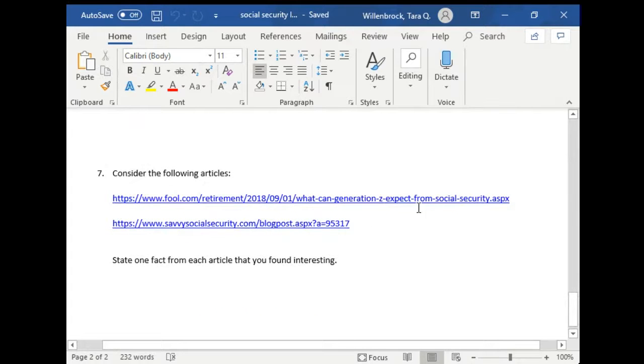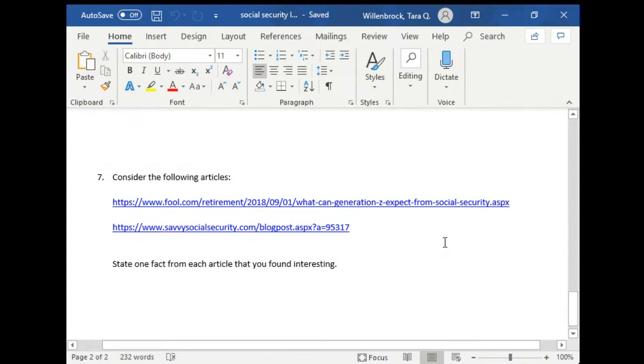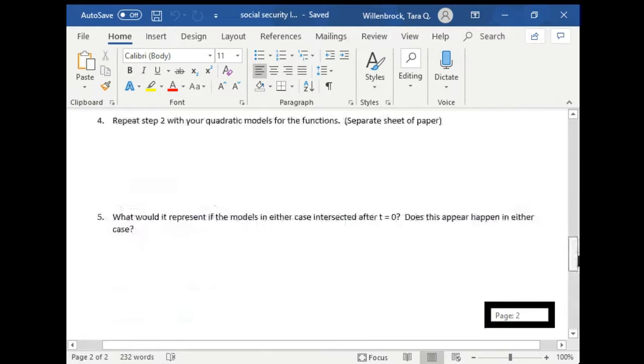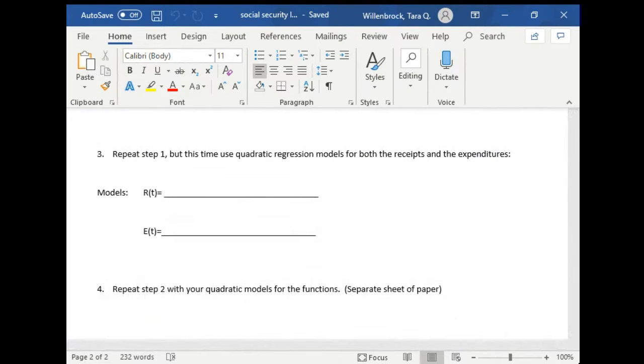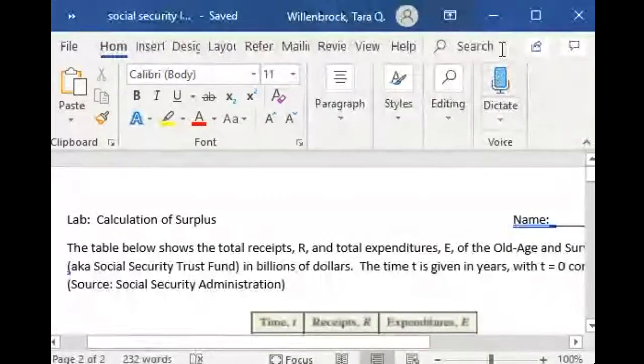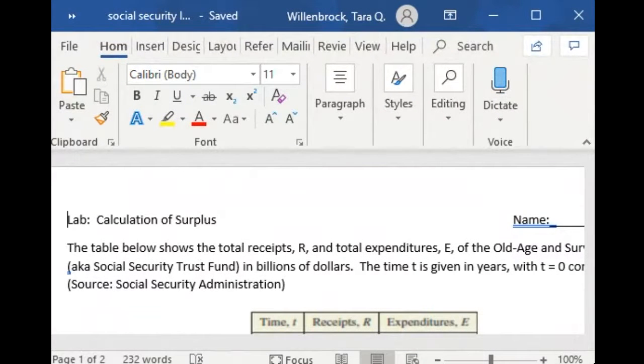And then I want you to read 2 short articles about Social Security and list one fact from each article that you found interesting. So no wrong answers on number 7, because what did you think was interesting that it was in there? As long as you read the article and are talking about something that's in there, you can't possibly be wrong. Okay? So that, my friends, is your final assignment for applied calculus, if you choose to accept it.